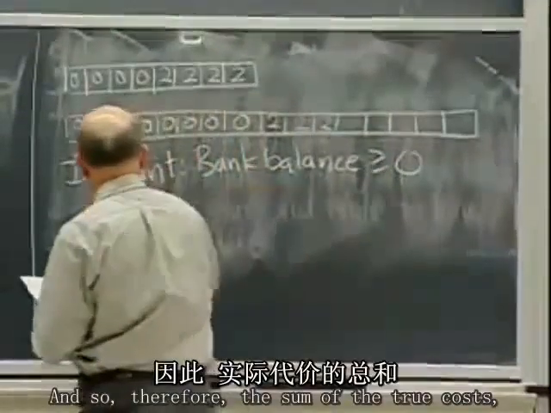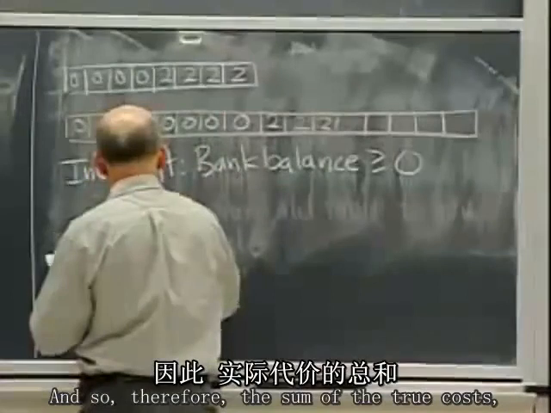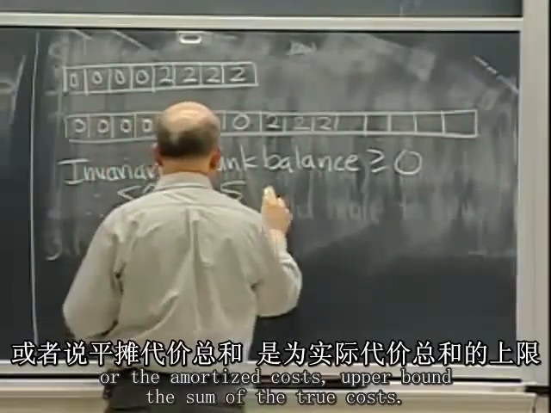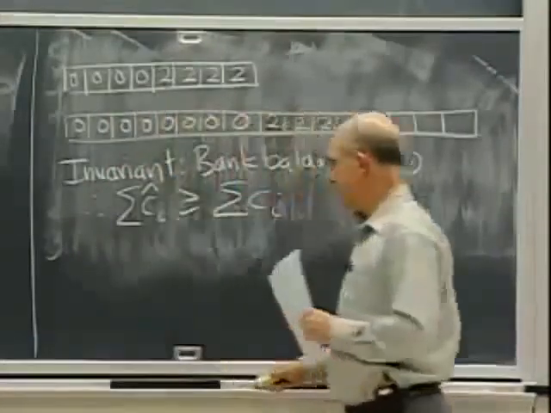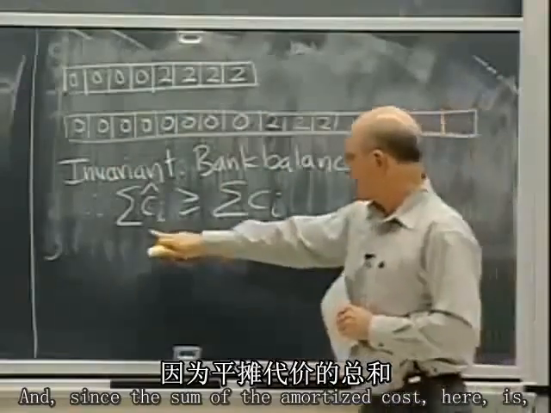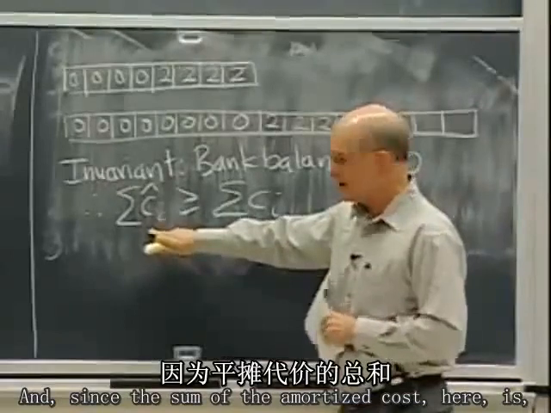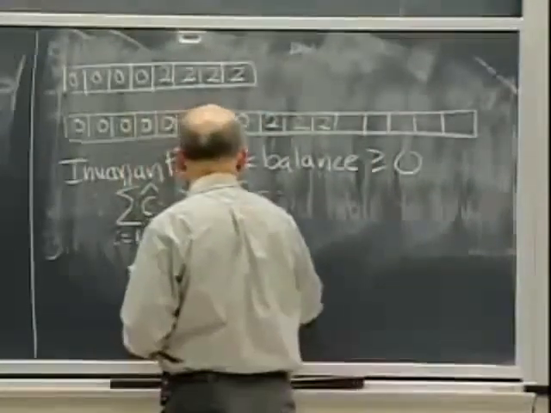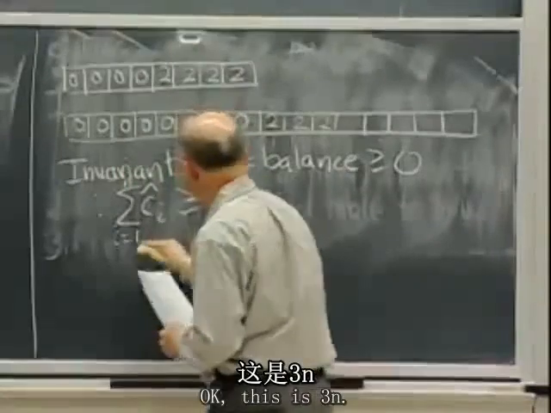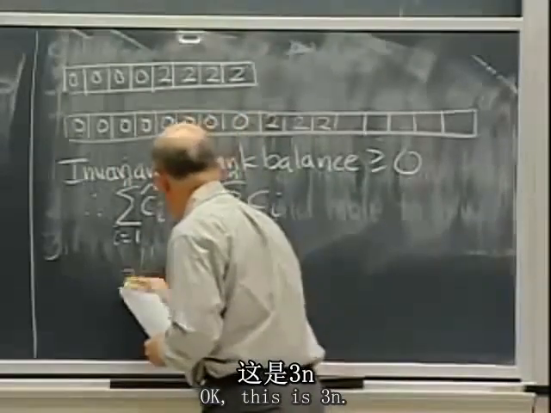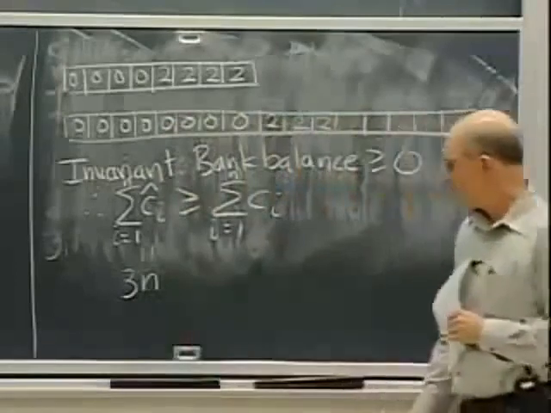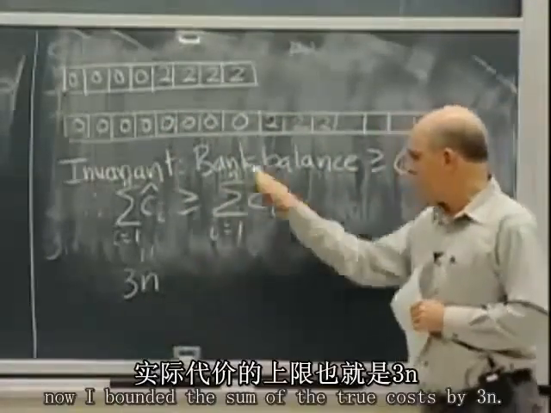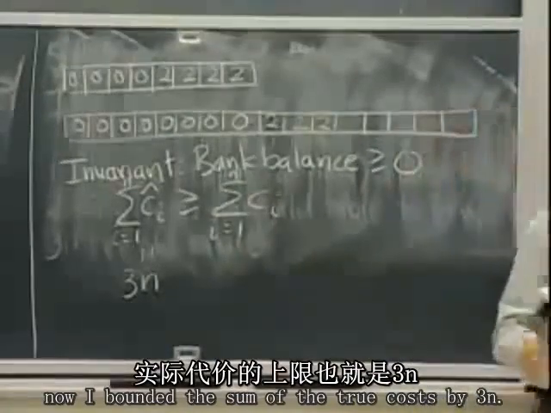And so therefore, the sum of the true costs, or the amortized costs, upper bound the sum of the true costs. And since the sum of the amortized costs here is, if I go i equals 1 to n, okay, this is 3n. So the point is, I've now bounded the sum of the true costs by 3n.